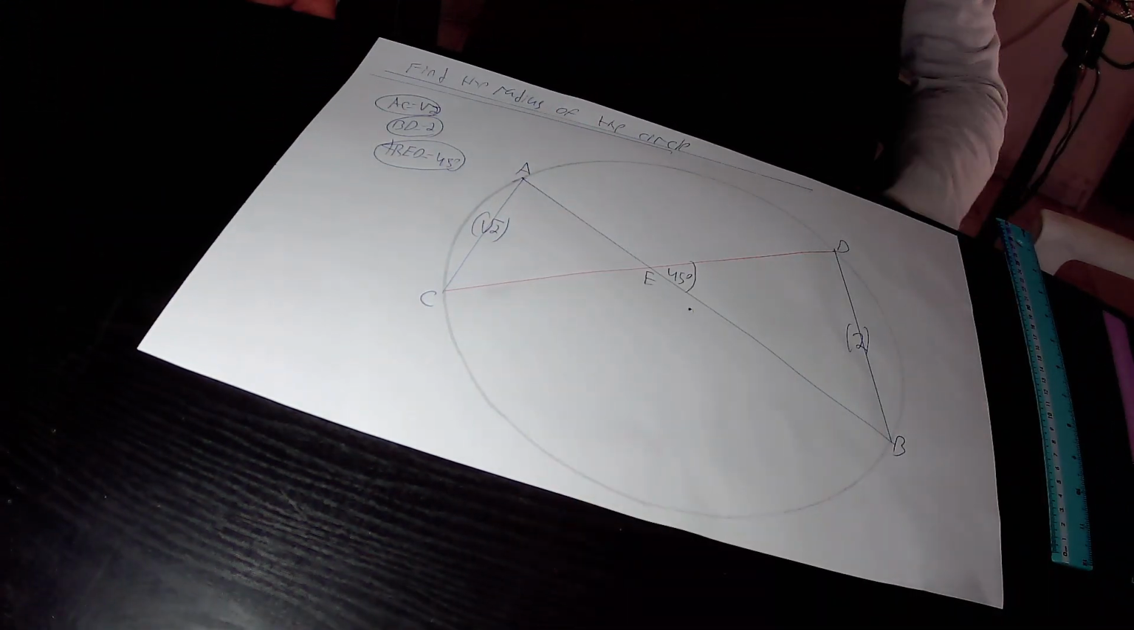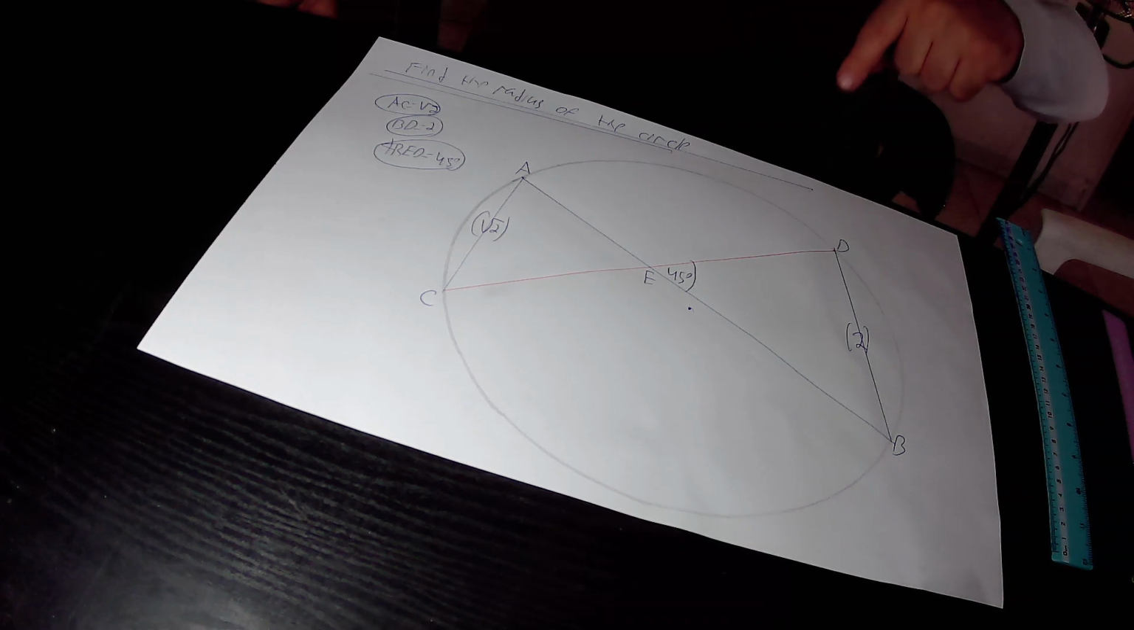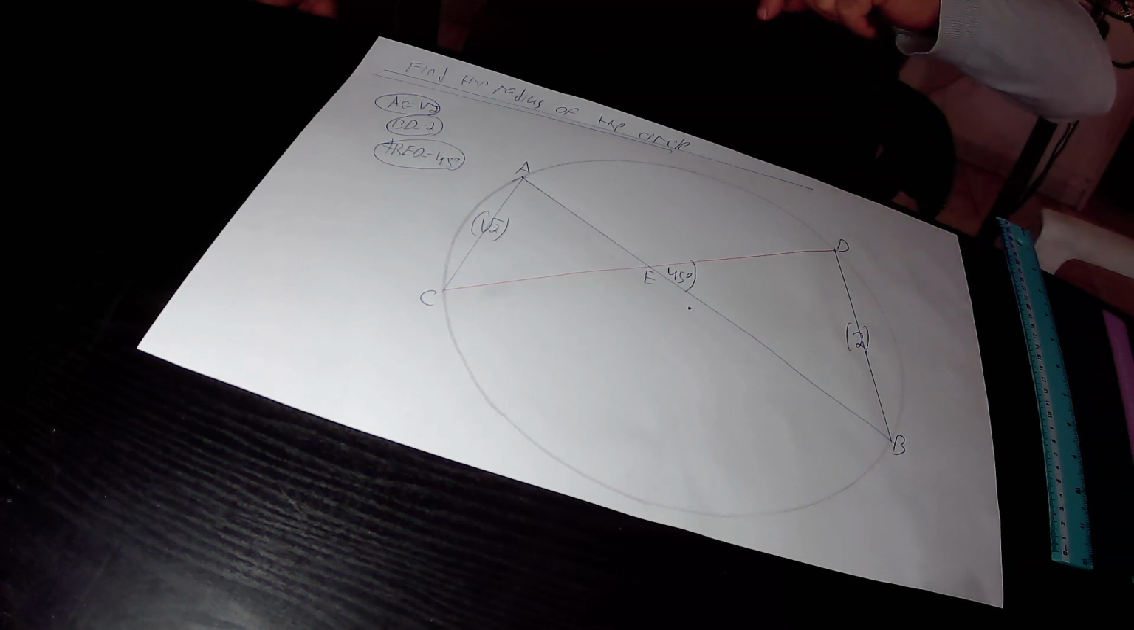Hello, in this lecture we will find out the radius of a circle. In the drawing we have a circle. Inside this circle we have chord DB, that is equal to 2 units in its length.